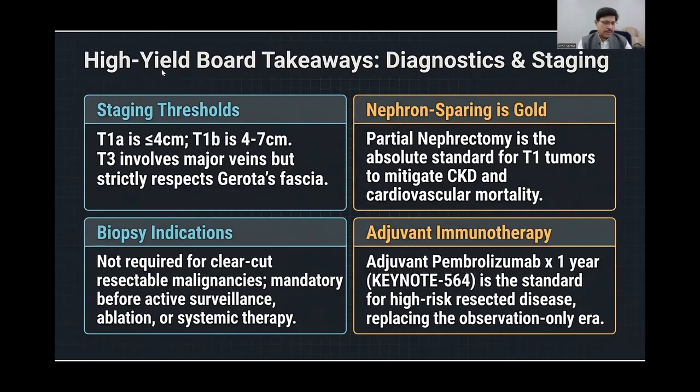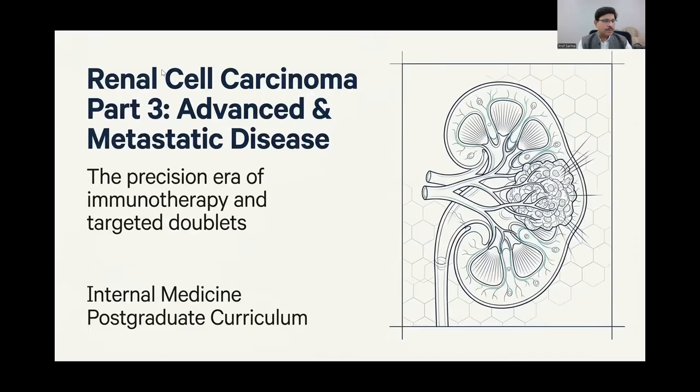This ends the second part. Now we are into the third part. This part is a little long, I don't think we will have enough time now. Maybe we will stop here and next time we will do metastatic renal cancer, the third part: the precision era of immunotherapy and targeted doublets. Very interesting ones. IO, TKI, all these combinations you have to understand. That we will take up in the next class.